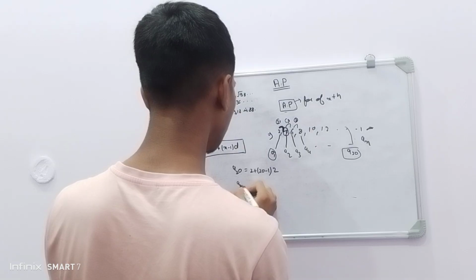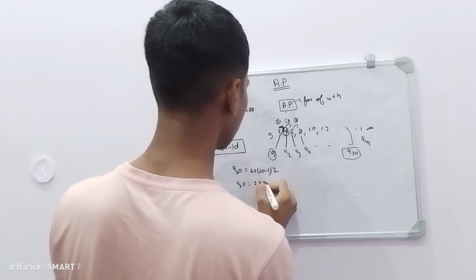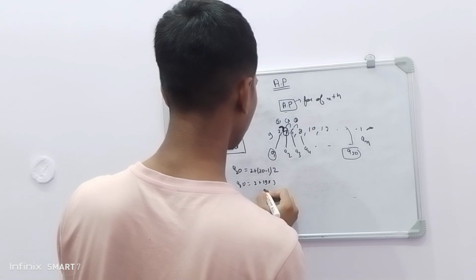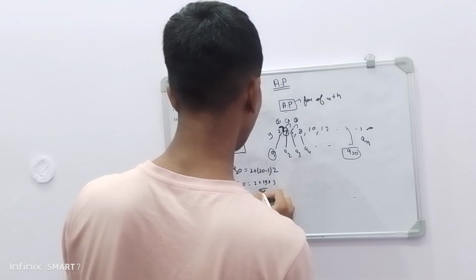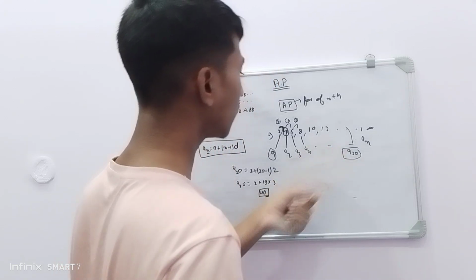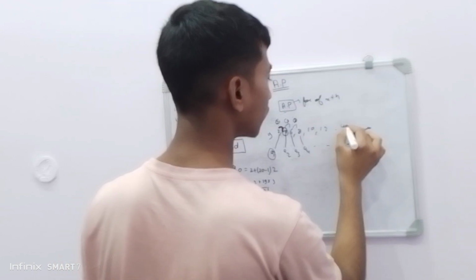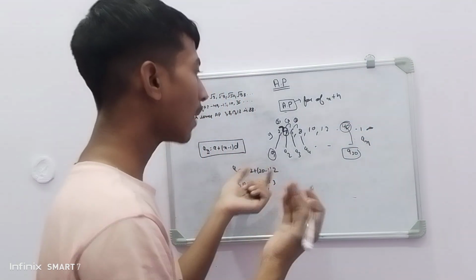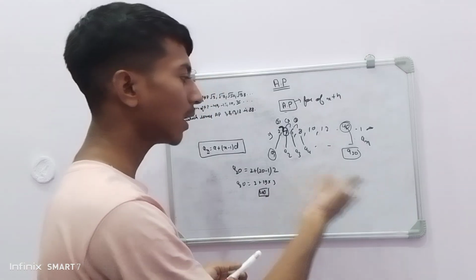So the a20 term will be 2 plus 19 into 2, that means 40. So 40 will be the answer. So the position a20 will be 40. So this is how you use the AP formula to find the nth term.